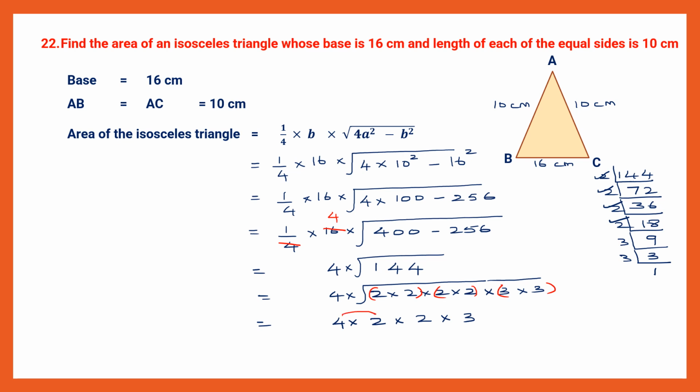4 2's are 8. 8 2's are 16. 16 3's are 48. So the area of the isosceles triangle is 48 centimeter square. So this is our final answer. So in this case, what we have done is we have used the area of the isosceles triangle formula directly to find it.